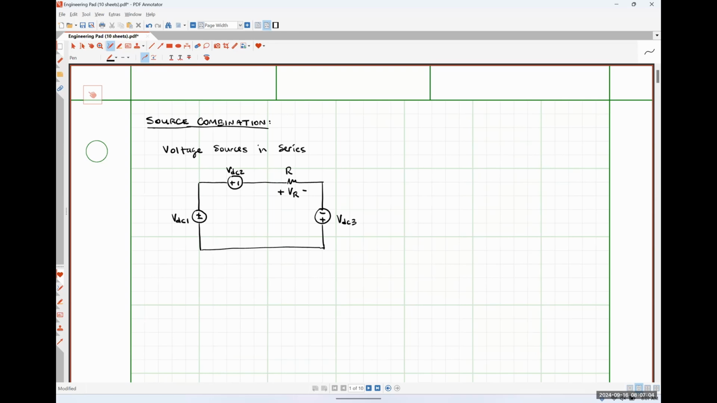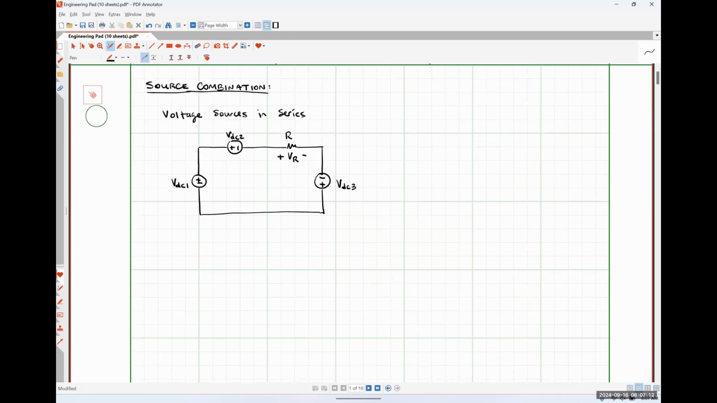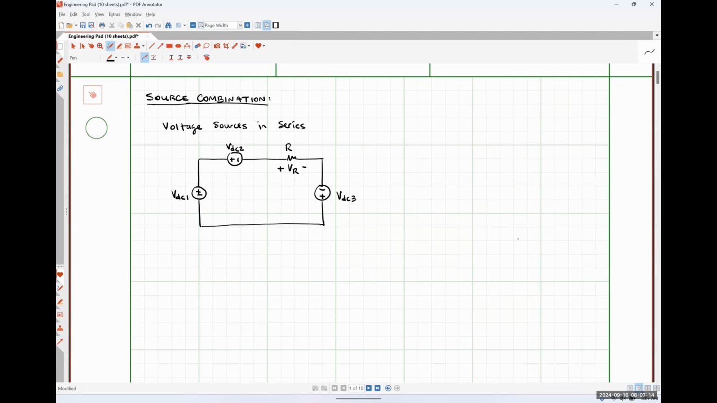There is no rhyme nor reason to why I chose positive polarity on the left, negative polarity on the right for this one. Just what felt right to me. So if we apply Kirchhoff's voltage law around this loop, what we will have is negative VDC1 plus VDC2 plus VR minus VDC3 is equal to 0.